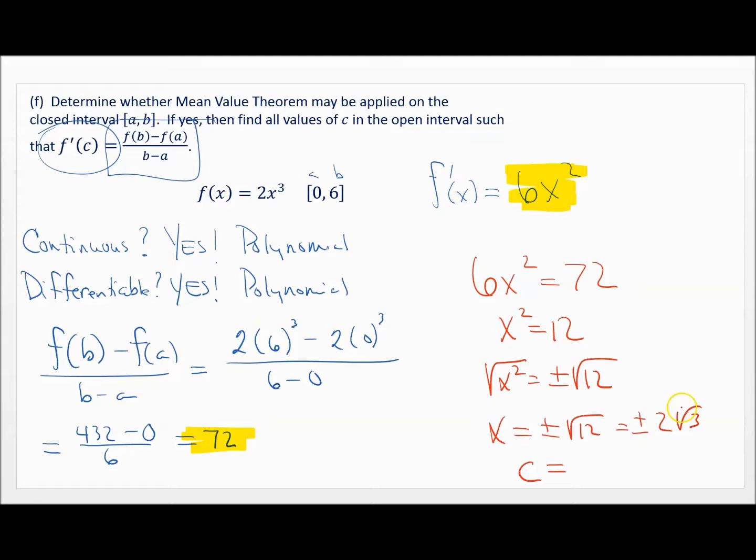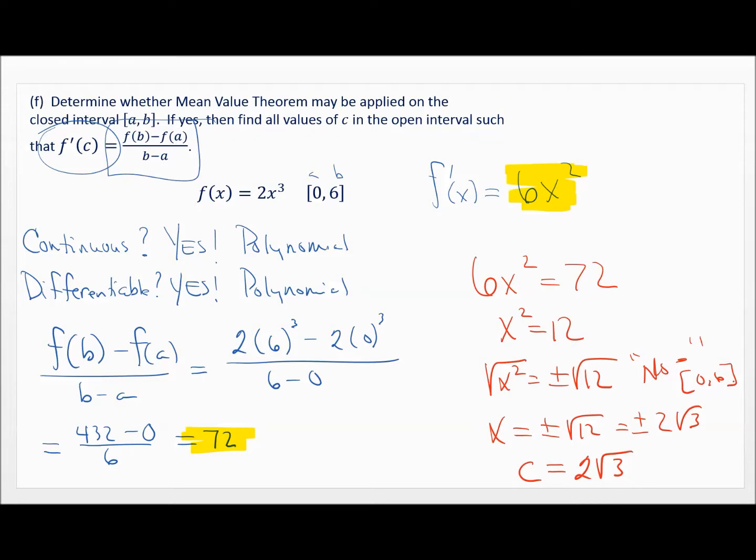So the negative one doesn't apply, only the positive one. So c is equal to 2 square root of 3, okay? So no negative. Why? Because it's not on the interval from 0 to 6. It's not that it's a bad answer, it's just not on the interval from 0 to 6. Is 2 square root of 3 on the interval from 0 to 6?